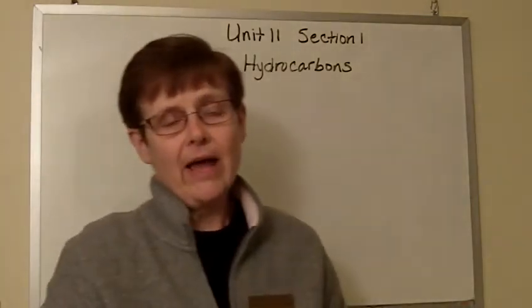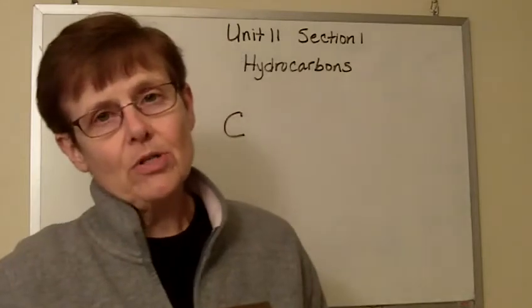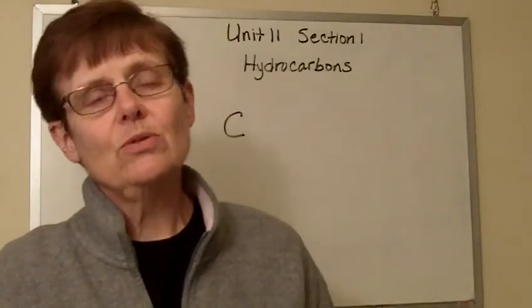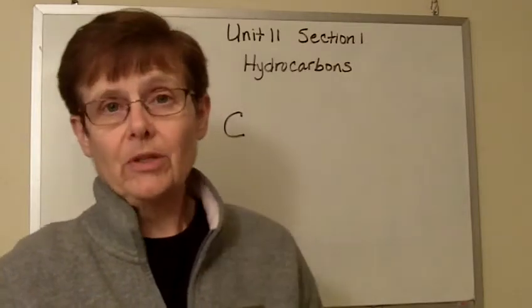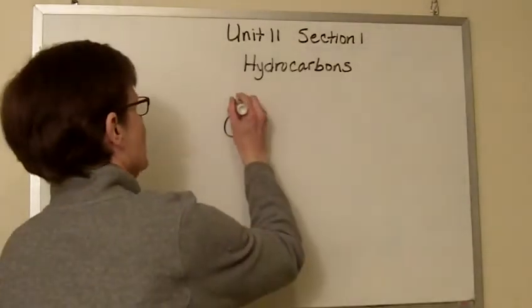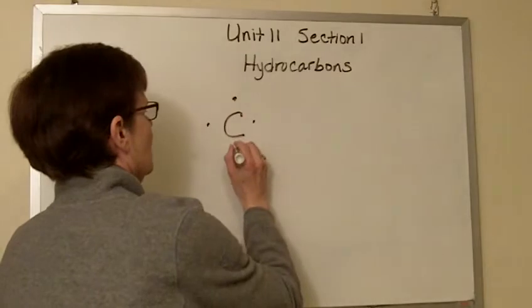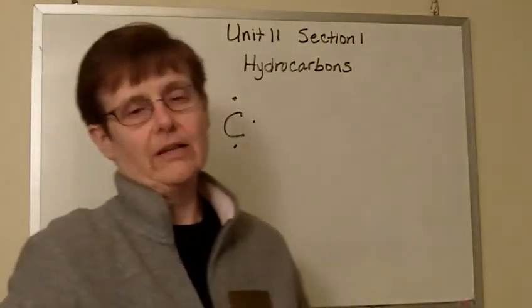Carbon's a fairly small atom. It has only 6 protons. Most of the time it has 6 neutrons and 6 electrons. And if you were going to write a Lewis dot formula for it, it would look like this, because it has 4 valence electrons.